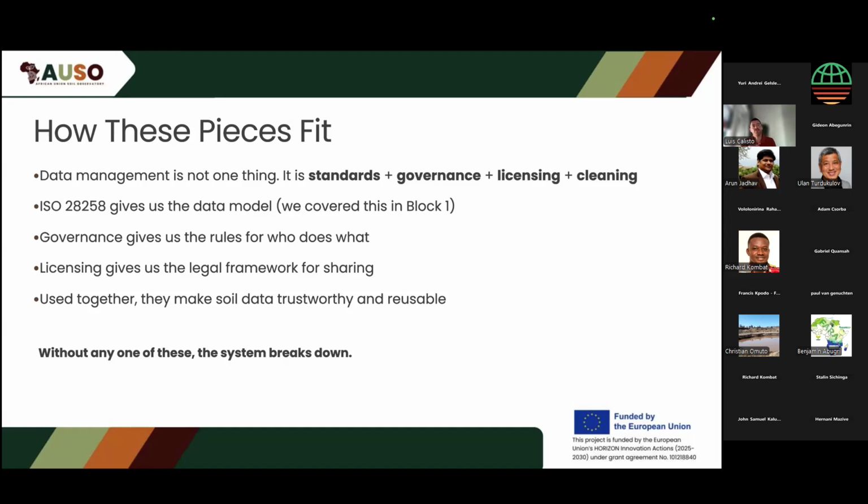So without one of these, the system breaks down. If I don't use standards and I have licensing and governance, then the system is much more difficult to be interoperable because we will be talking different things. If I don't have governance, I don't know who is responsible for what, and the same with license. So I always need to have these 3 things all together, and this is quite important.